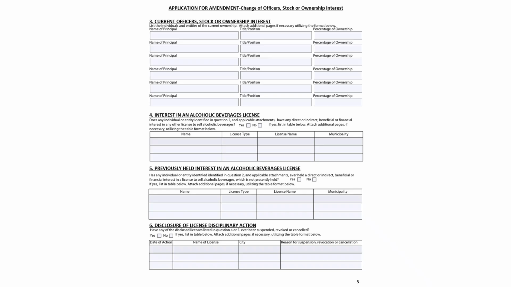Question 6 asks if any of the licenses listed in question 4 or 5 have ever been suspended, revoked, or canceled. If there are, check off yes and list the date of action, license name, city, and reason for suspension, revocation, or cancellation of the licenses in questions 4 or 5 that have ever been suspended, revoked, or canceled. You may attach additional pages utilizing the same table format to answer this question fully if necessary. If none, you may check no and leave this section blank.